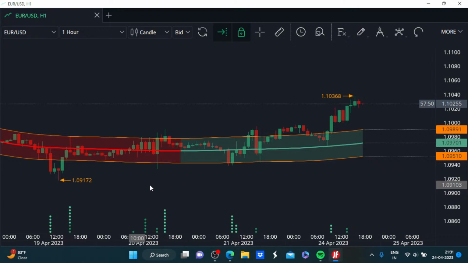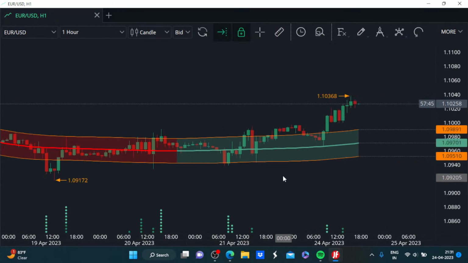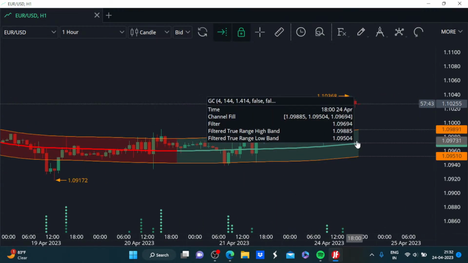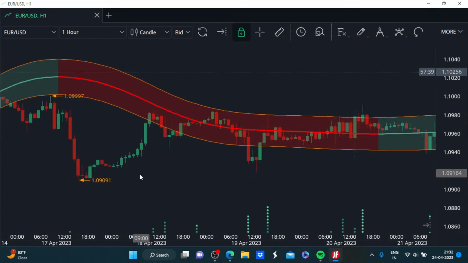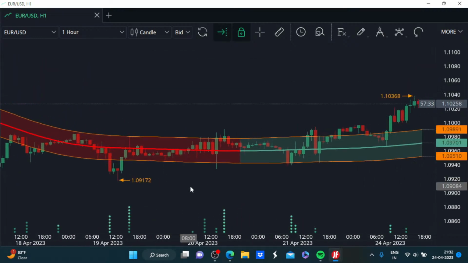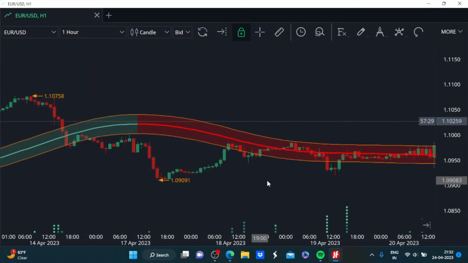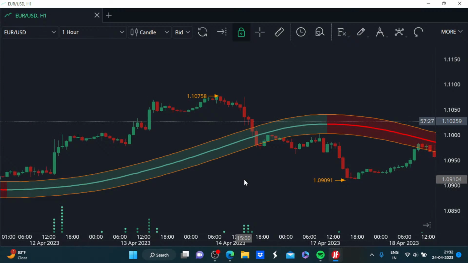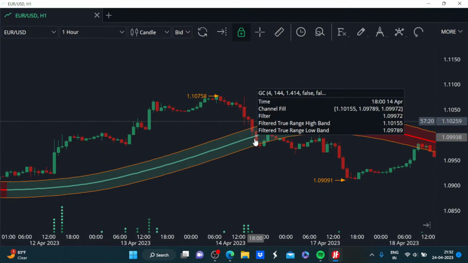So there are multiple interpretations. One is to simply look at the trajectory. If the Gaussian channel is rising, then it is of course considered to be bullish, and if the Gaussian channel is declining, then that is considered bearish. But the most useful interpretation of this indicator I find is to look for the possibility of a trend change when the price enters from above this filter to below it.